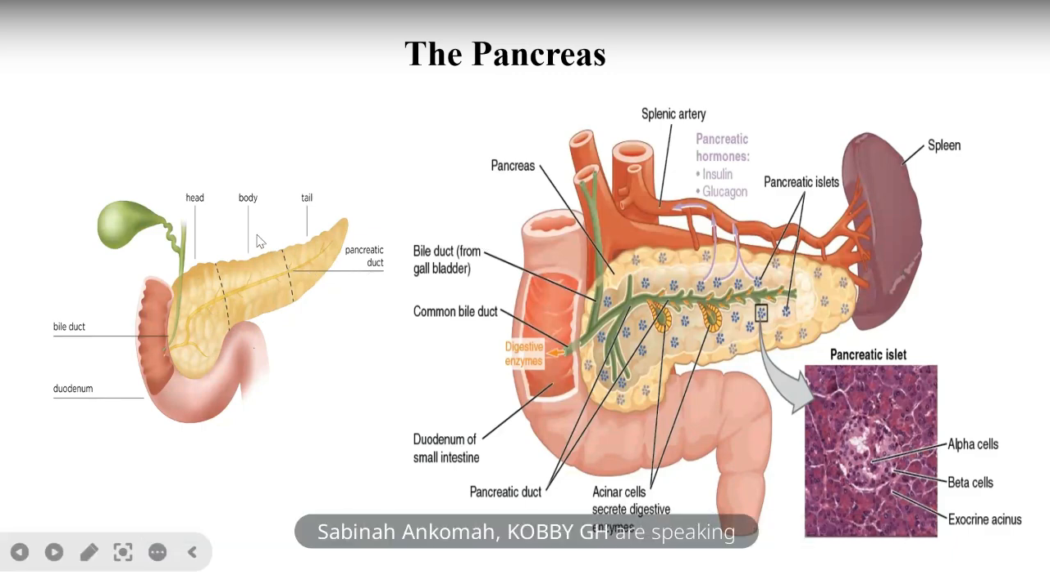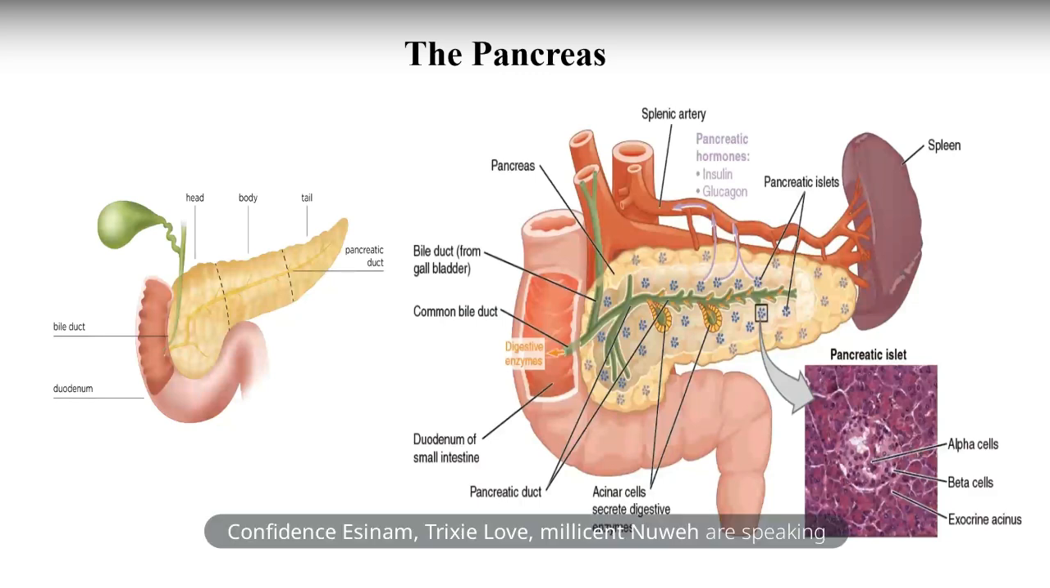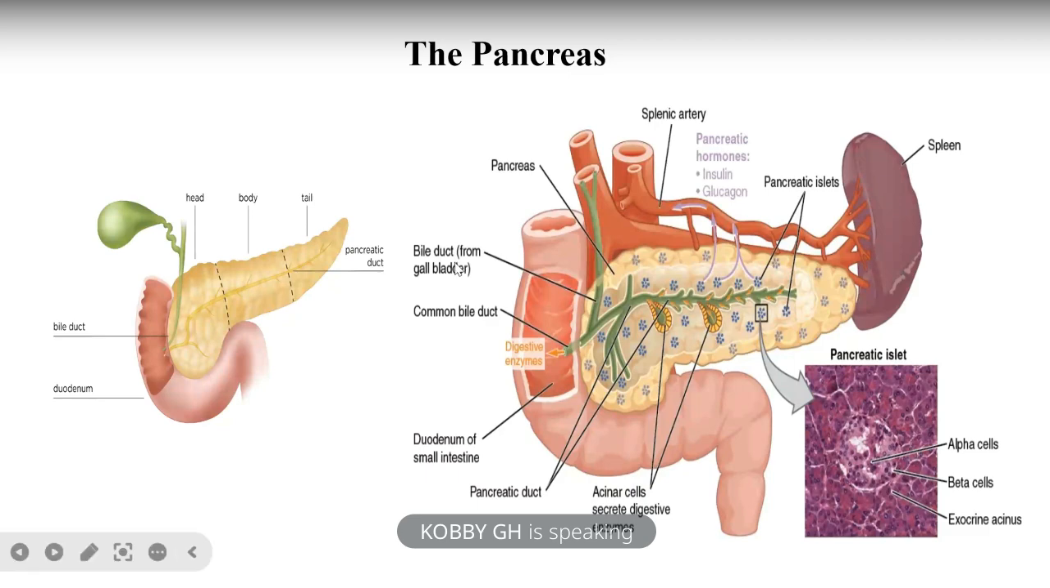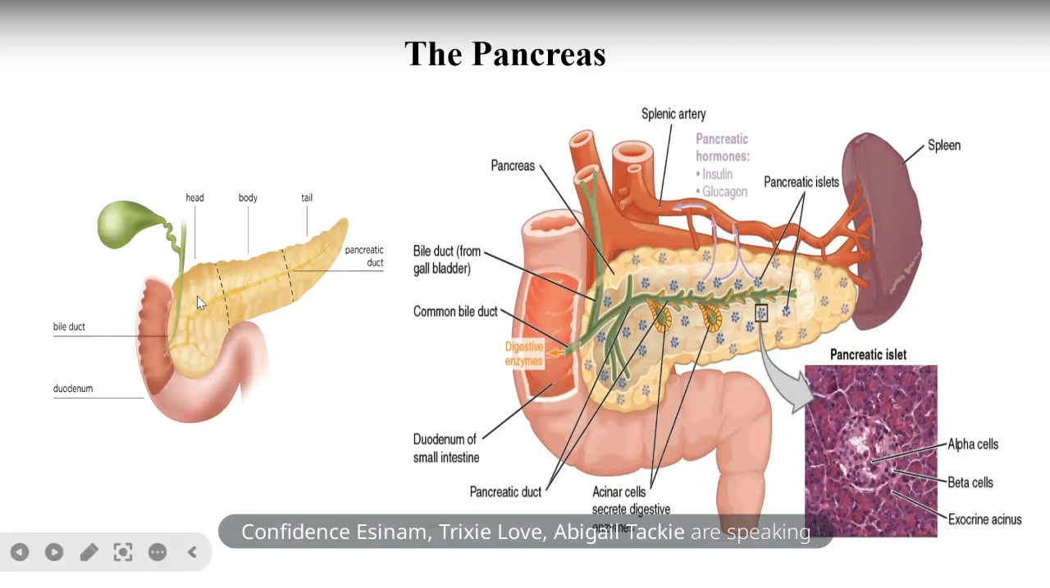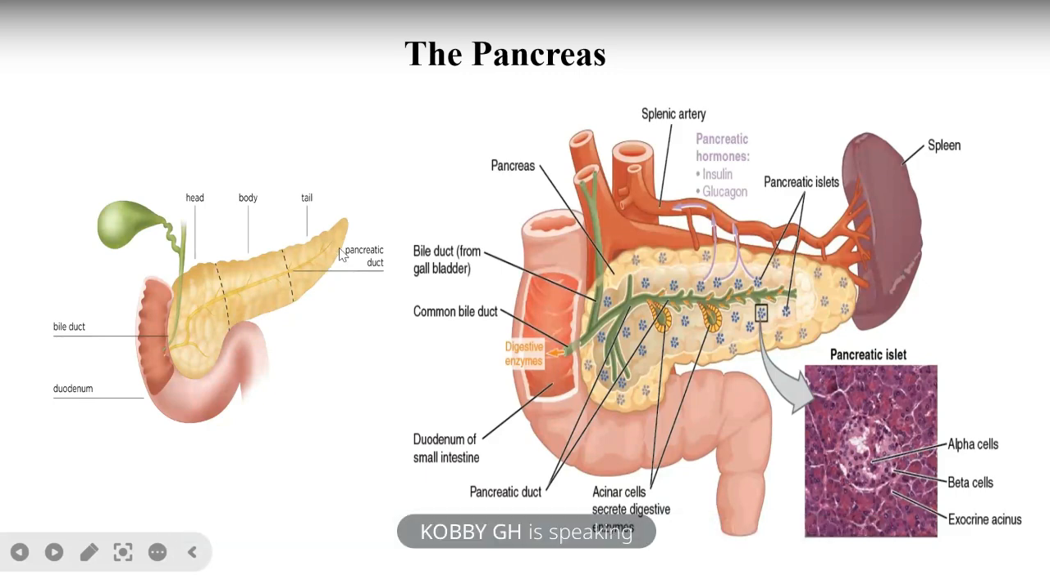Which part of the pancreas is between the head and the tail? The body. Which part of the pancreas is far away from the duodenum? The tail. Simple as that. So just be smart. Those are some basic anatomy questions they can ask you on the pancreas.